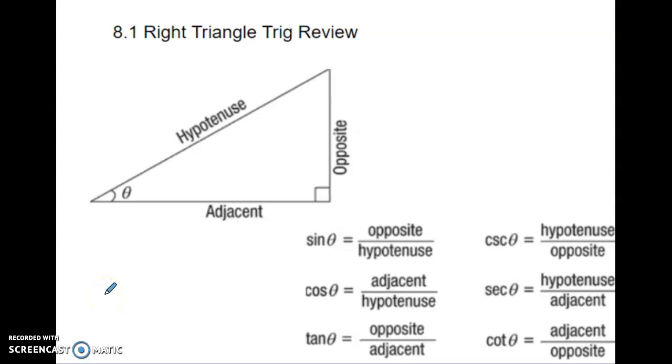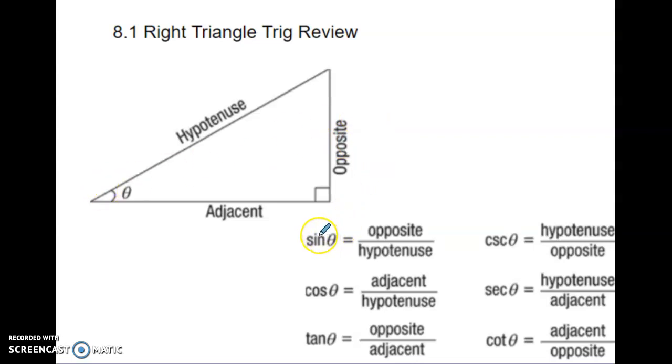So we always notice which reference angle we're looking at. Right now the angle theta is right here, so this leg is the adjacent leg because it's the one that's right next to, and it makes up the theta angle. This one would be the opposite because it is opposite the angle theta.